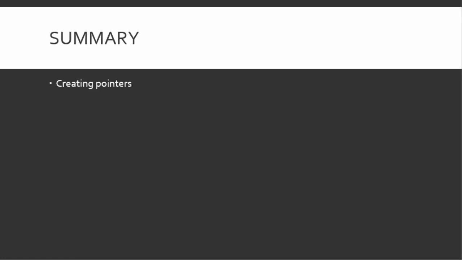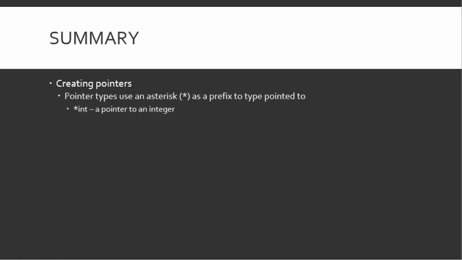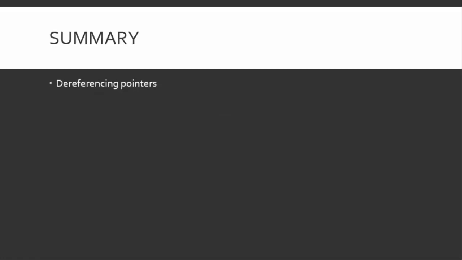So we started by learning how to create pointers, and we learned that if we prefix a type with an asterisk, that's actually going to declare that type to be a pointer to that underlying data type. So for example, we have this asterisk int, which is going to be a pointer to an integer. We also learned how we can create pointers using the address-of operator to get the address of an existing variable in memory. Then we learned about dereferencing pointers and how we can use that asterisk operator again, but this time in front of a pointer instead of in front of a type, and use that to drill through the pointer to get at the value that the pointer is pointing to.